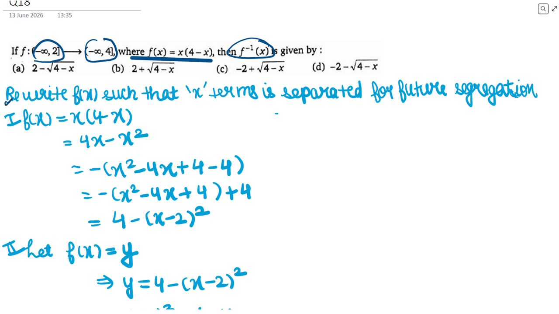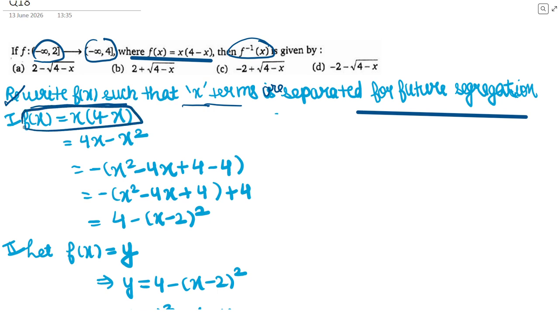To find the inverse, we need to rewrite the function f(x) such that x terms are separated for future segregation. Right now in this function, x is not separated. The x terms, the variable terms, are not separated from the constant ones. So what we'll do is open this bracket, which gives 4x minus x square.